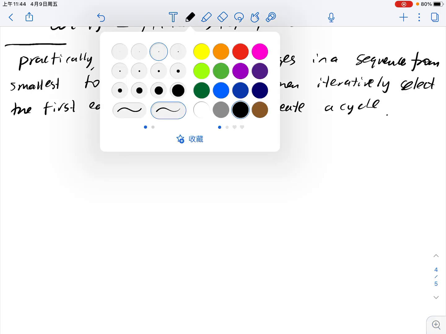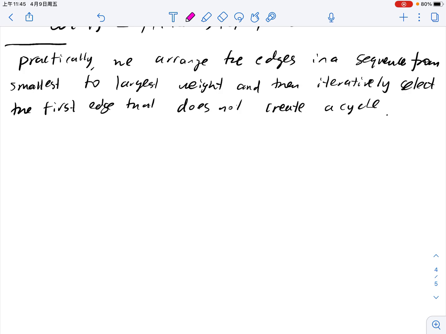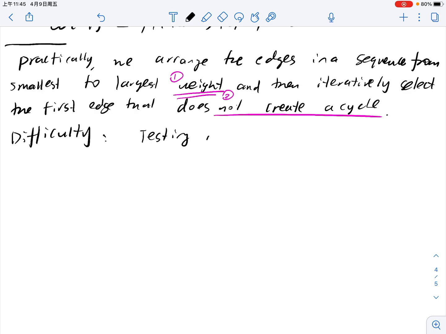Actually the algorithm therefore consists of two parts. First is to select the smallest weight; this is the first part. Then the second part is no cycle. The difficulty lies in the second part: testing if there is a cycle is hard. Hard means it's time consuming and you need a lot of space to store the information.